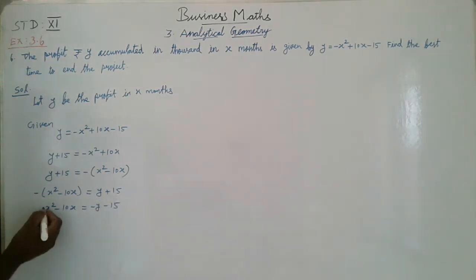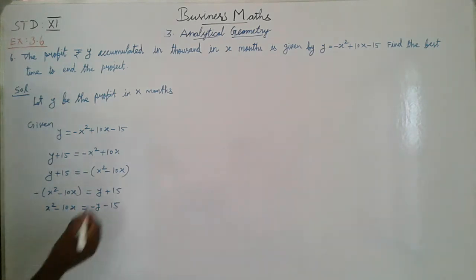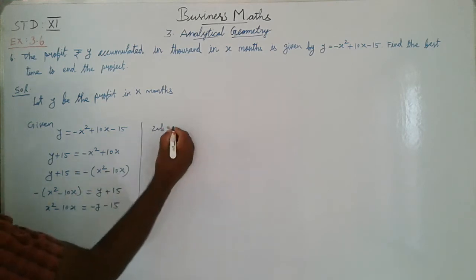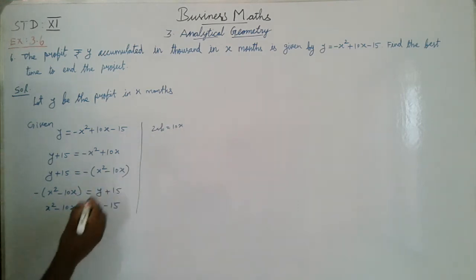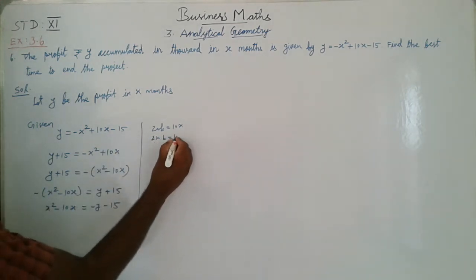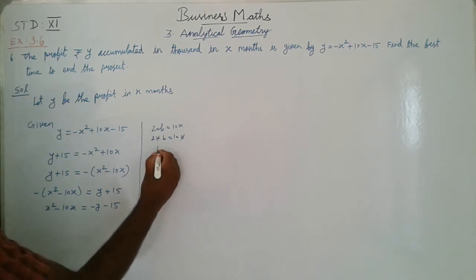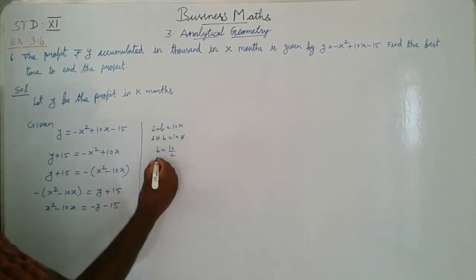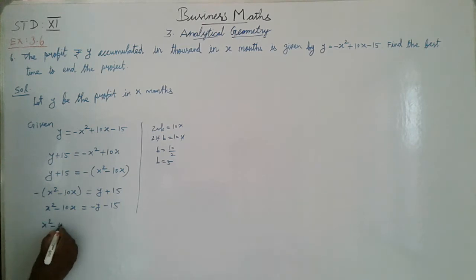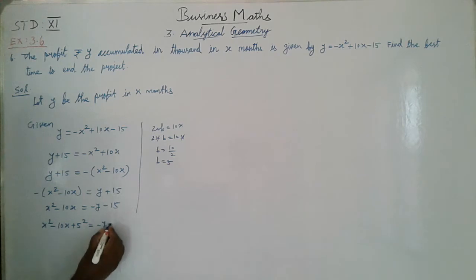So this is the a square minus 2ab form. Here 2ab equals 10x, with a as x, so 2x into b equal to 10x. X cancels, b equal to 10 divided by 2, so b equal to 5. So we add 5 square on both sides: x square minus 10x plus 5 square equal to minus y minus 15 plus 5 square.